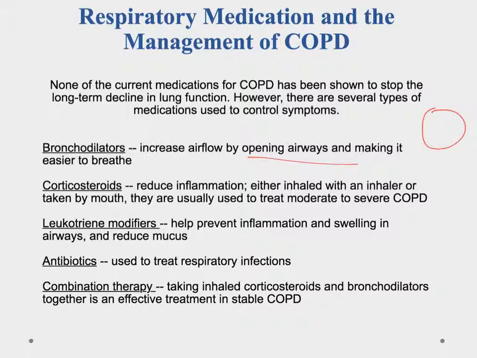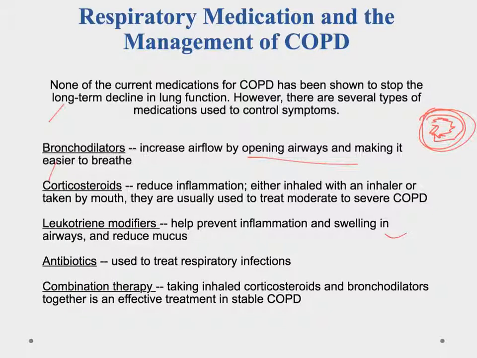And then the corticosteroids reduce inflammation. They're either inhaled with an inhaler or taken by mouth. And like I said, they're trying to get more patients to be on an inhaled steroid because it doesn't have the systemic effects. And remember, the inside of the bronchiole here, that's where the inflammation is. So if we use a bronchodilator with a corticosteroid, we open up this airway and then we decrease this inflammation in here. And by doing that, we hopefully decrease the resistance of inhalation and exhalation.